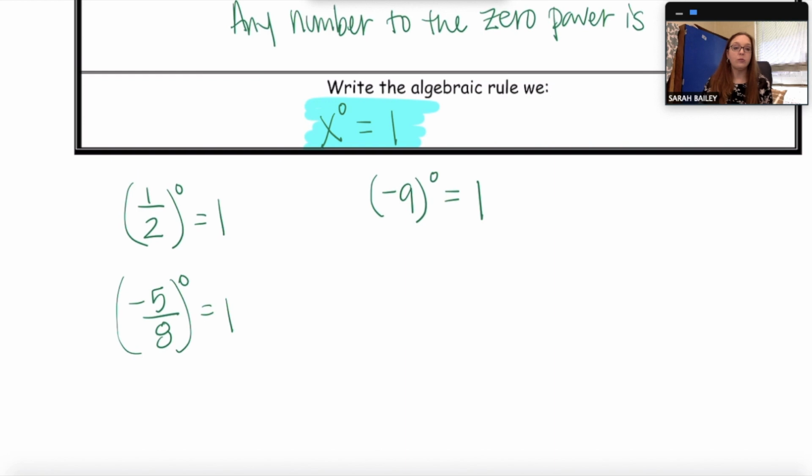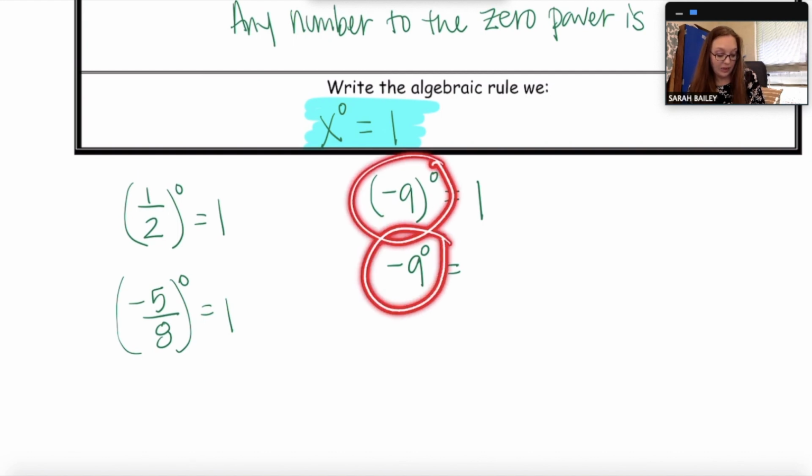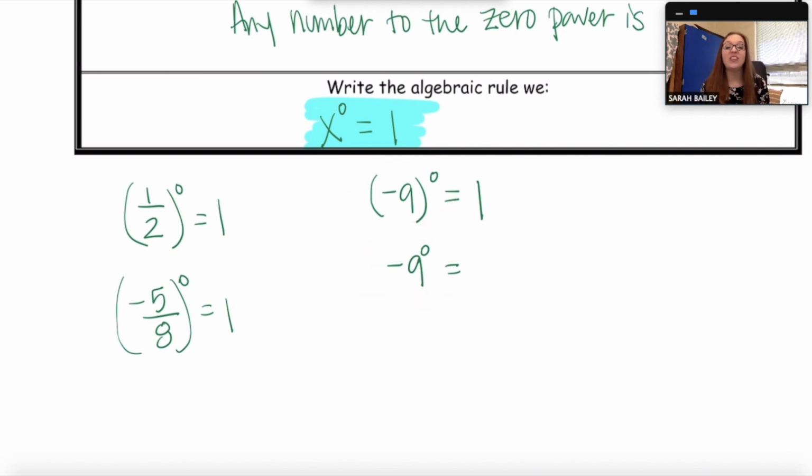Now let me point this one out. Notice how I put the fractions in parentheses and I put that negative 9 in parentheses to the 0 power. That means something different. This and this do not mean the same thing. And this is where some students get confused. Notice that in the second one, the negative 9 is not in parentheses.